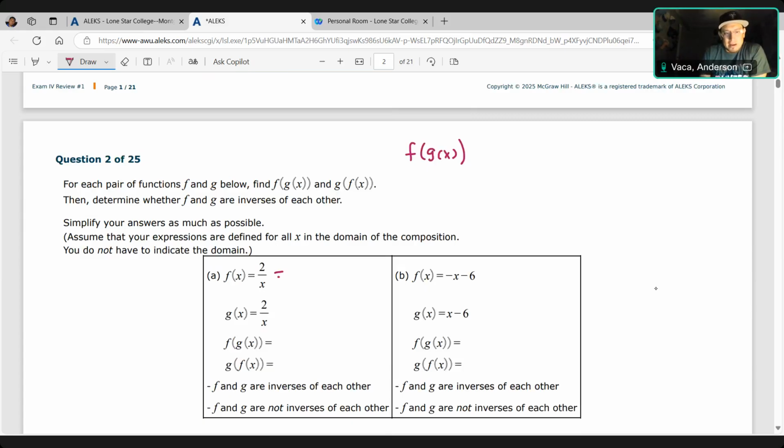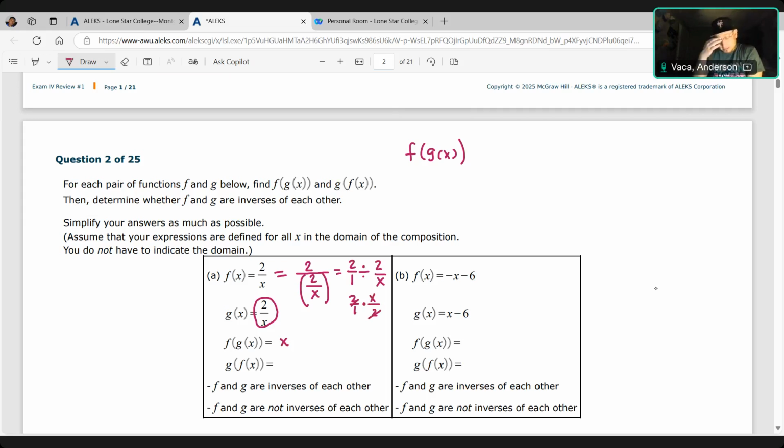Notice how f is 2 divided by x, but x is now going to get replaced by 2 over x. So let's simplify this. If you forgot, this is a fraction: 2 over 1 divided by 2 over x. We keep the first fraction the way it is, change to a multiplication, and we flip the second fraction. We see that f of g of x is just x.